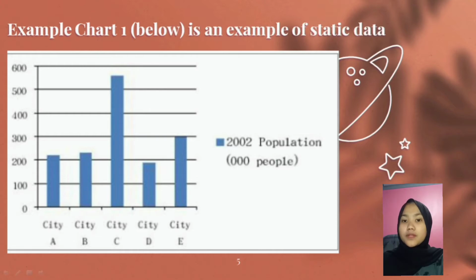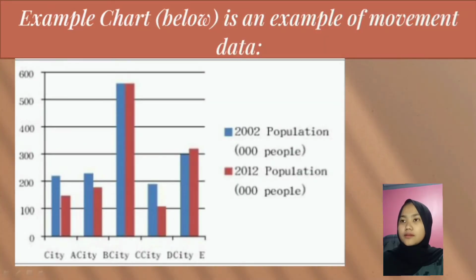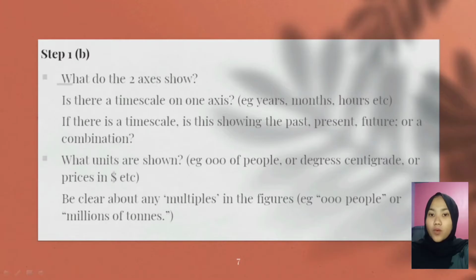This is example chart 1. Below is an example of status data, and below is an example of movement data. Step 1B. What do the two axes show? Is there a time scale on one axis? For example, years, months, hours, etc.